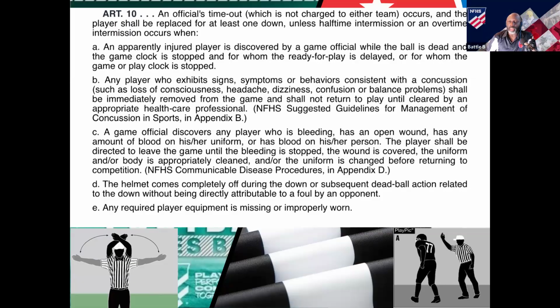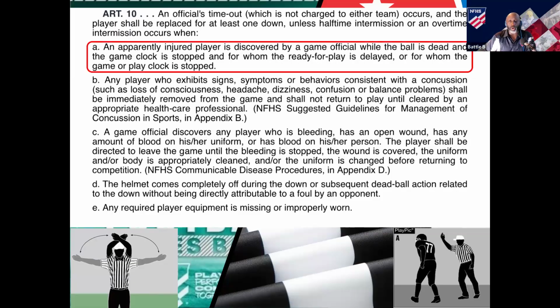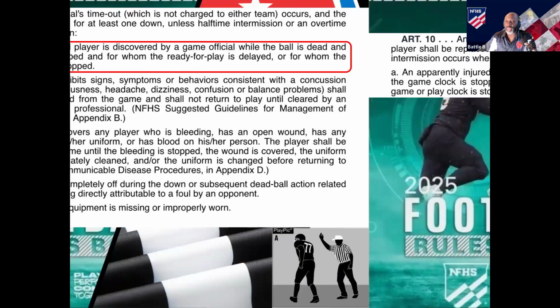competition. D, the helmet comes completely off during the down or subsequent dead ball actions related to the down without being directly attributed to the foul by an opponent. And E, any required player equipment missing or improperly worn. So let's focus on one first.